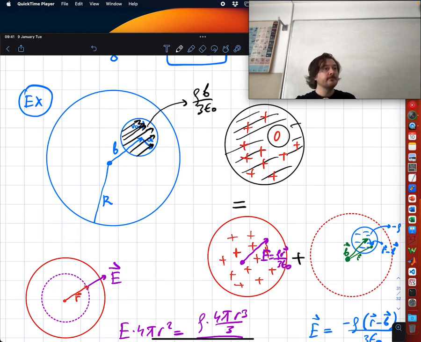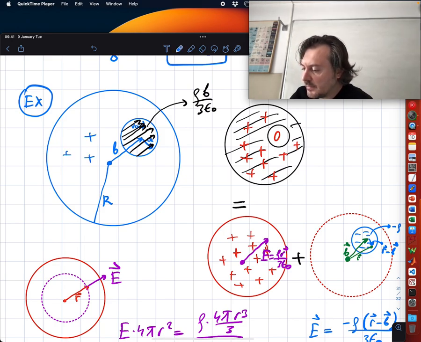These spheres, what are they made of? I mean, are they conductors? Yeah, very good question. Since I'm saying that the charge is distributed everywhere, it must be an insulator. Okay? Very good.